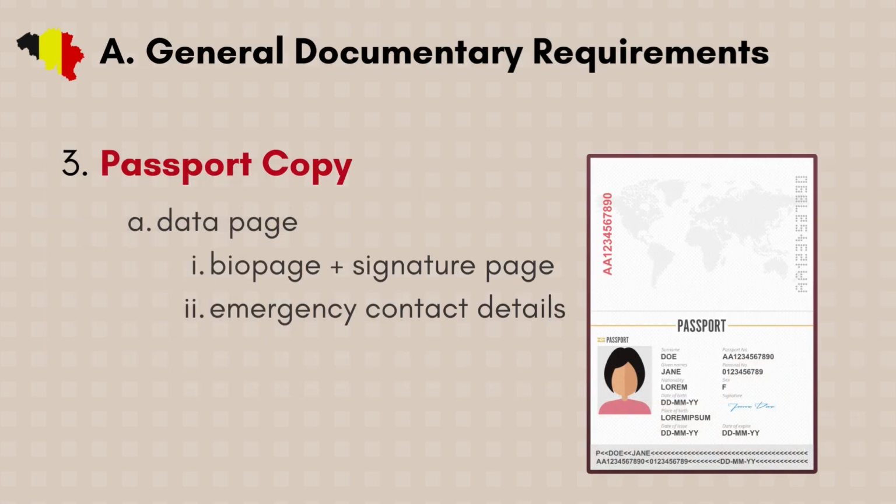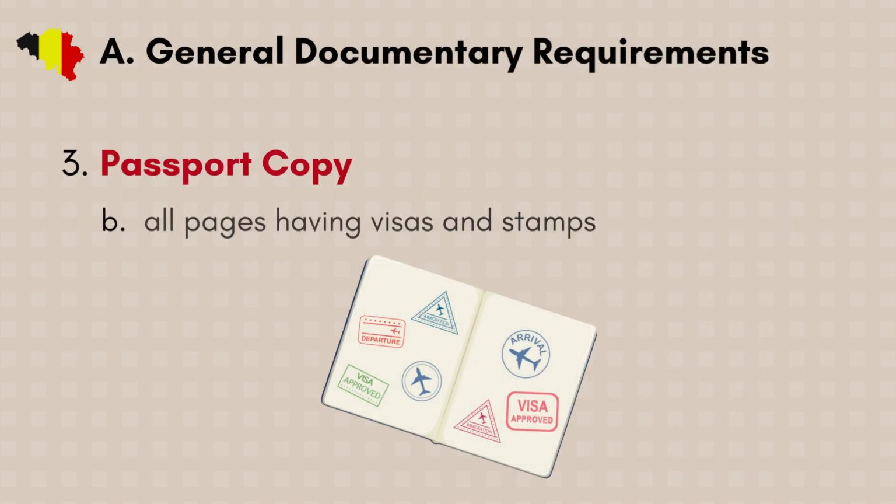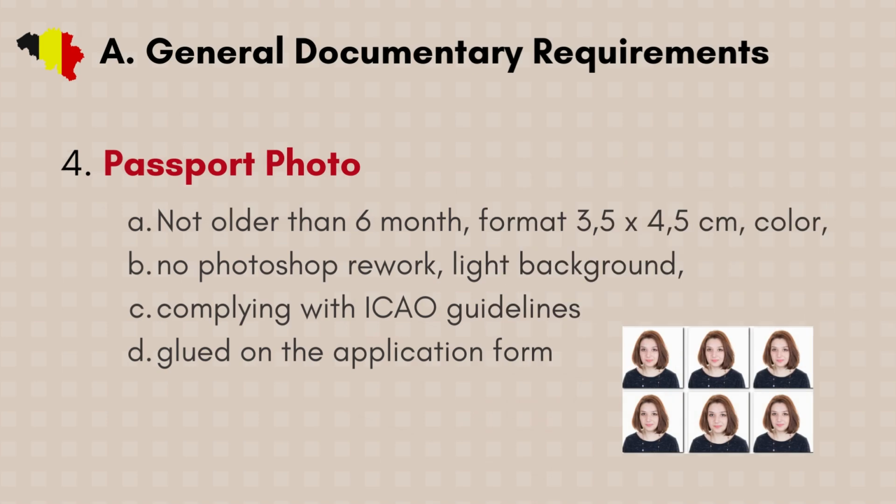Number 3, a copy of your passport. So you should have a copy of the data page. That would include the bio page plus the signature page, as well as the back page where your emergency details are, and all the pages of your passport that has visas and entry and exit stamp.